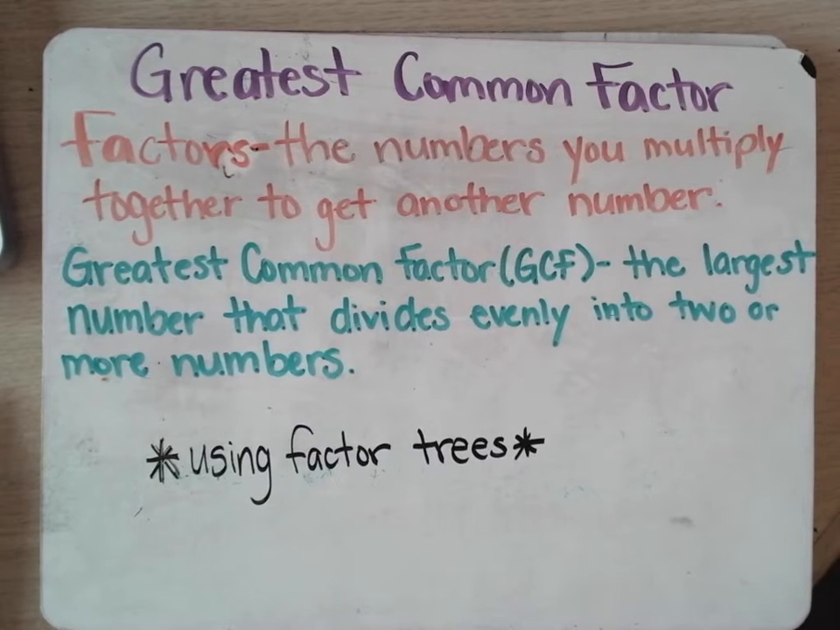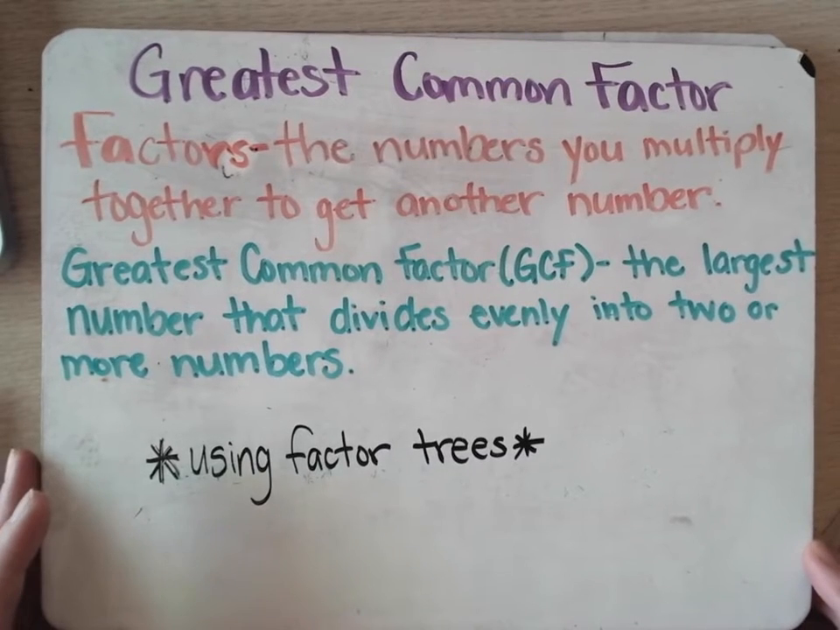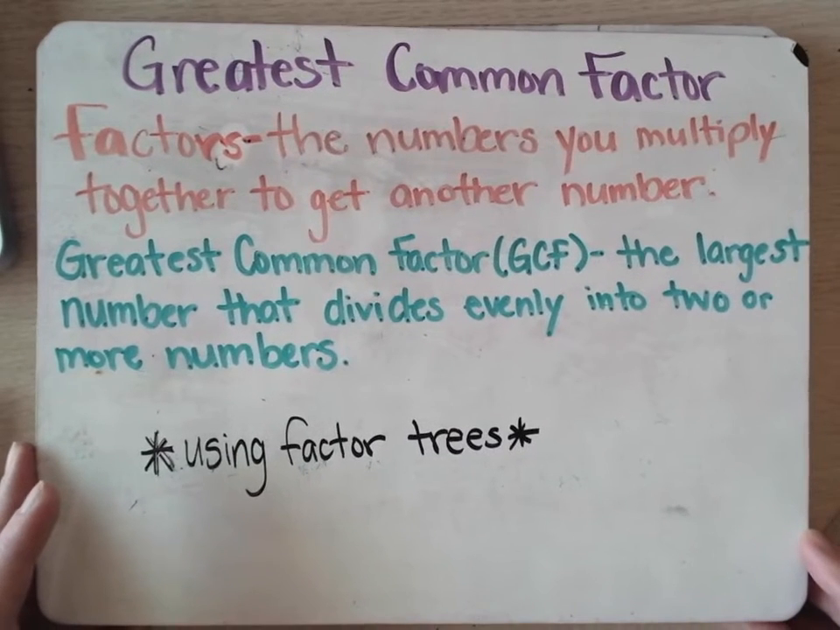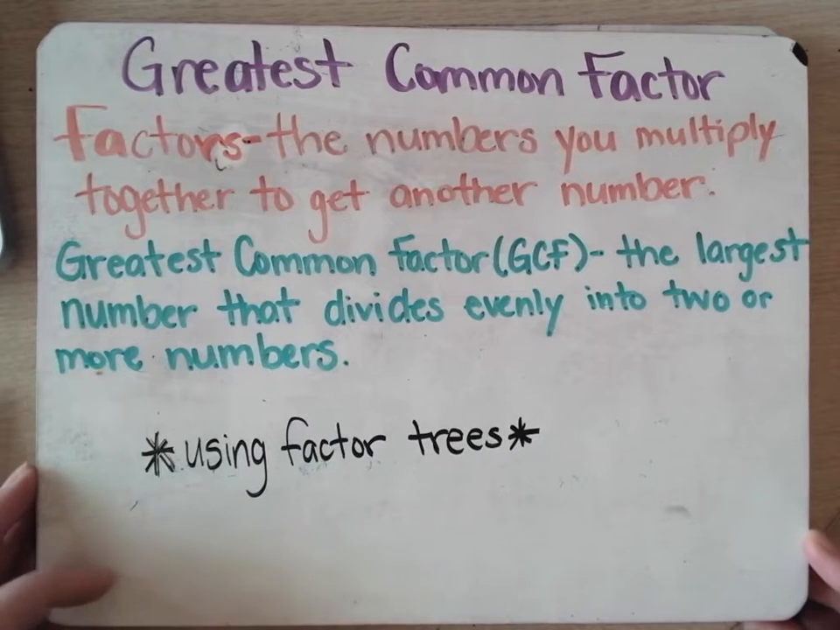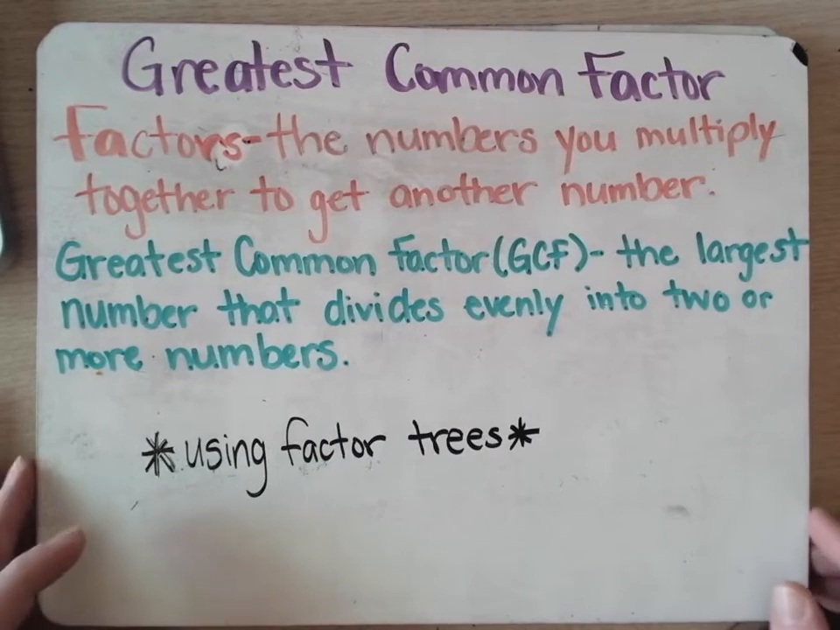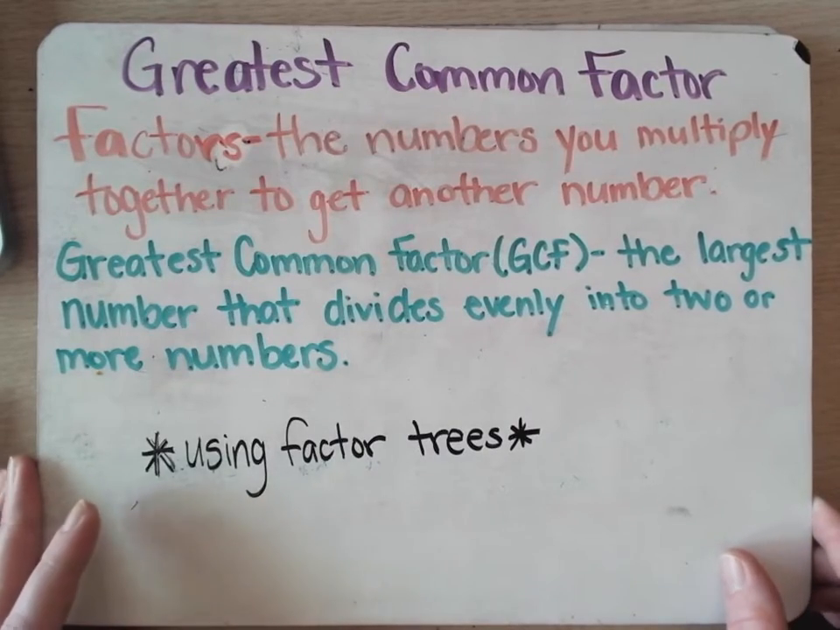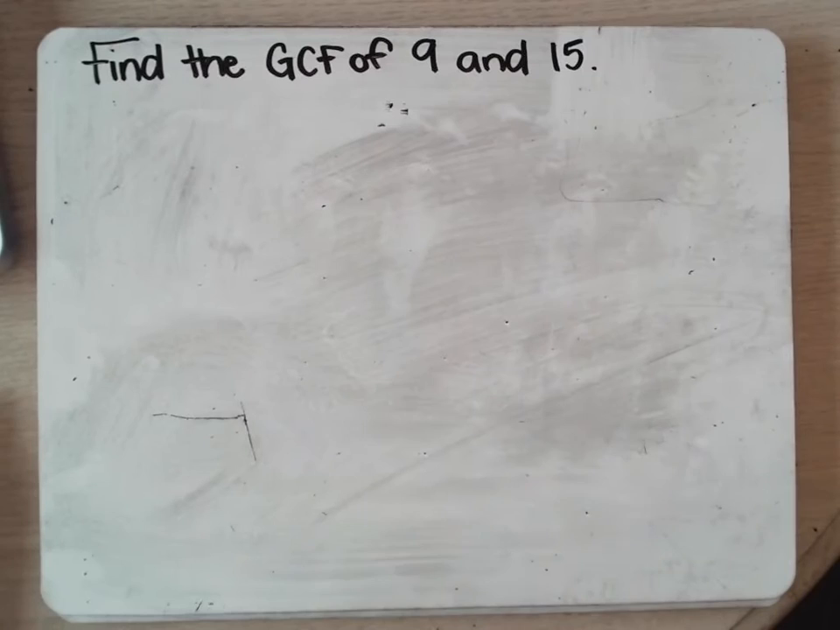We're going to do another example to find the greatest common factor. Just a reminder, factors are the numbers you multiply together to get another number, and the greatest common factor, the GCF, is the largest number that divides evenly into two or more numbers. We're again going to solve this using factor trees.